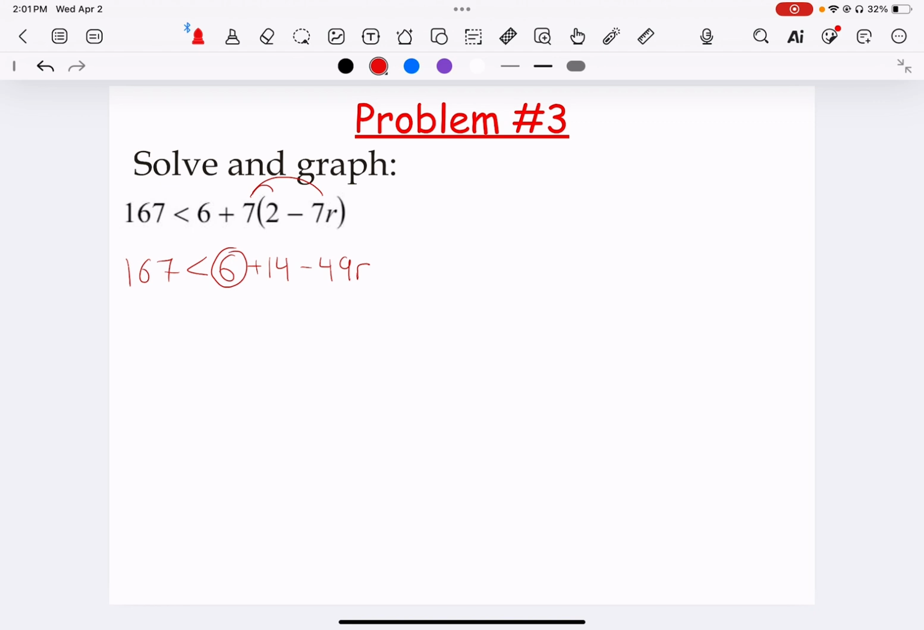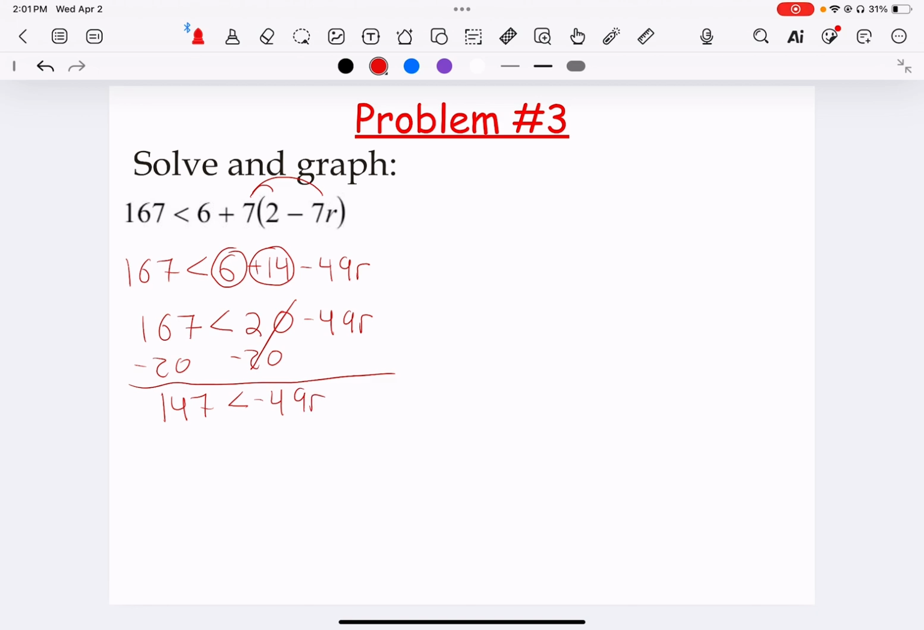I can combine my like terms on the right-hand side. So I'm left with 167 is less than 20 minus 49r. Subtract 20 from each side. 147 is less than negative 49r. I can divide both sides now by negative 49.